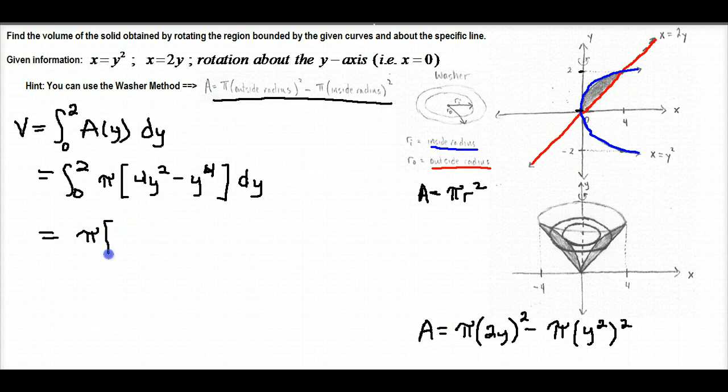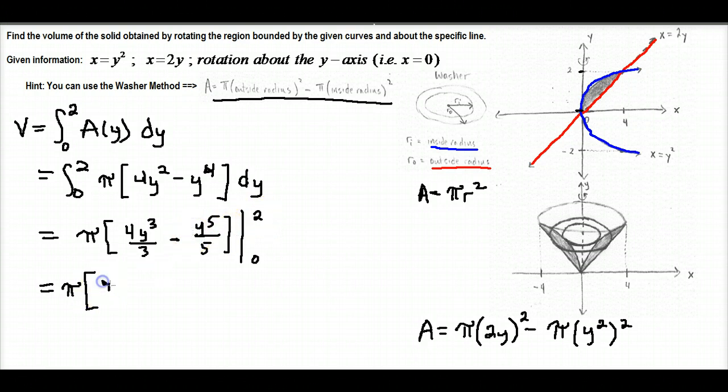And so from there we'll go ahead and integrate. So we just have pi, and then if we integrate 4 times y squared, that will be 4y cubed over 3 minus y to the 5th over 5, and that will be evaluated from 0 to 2. And so here we know for our second term, we're going to end up getting zeros. So all we really need to do is evaluate the first term.